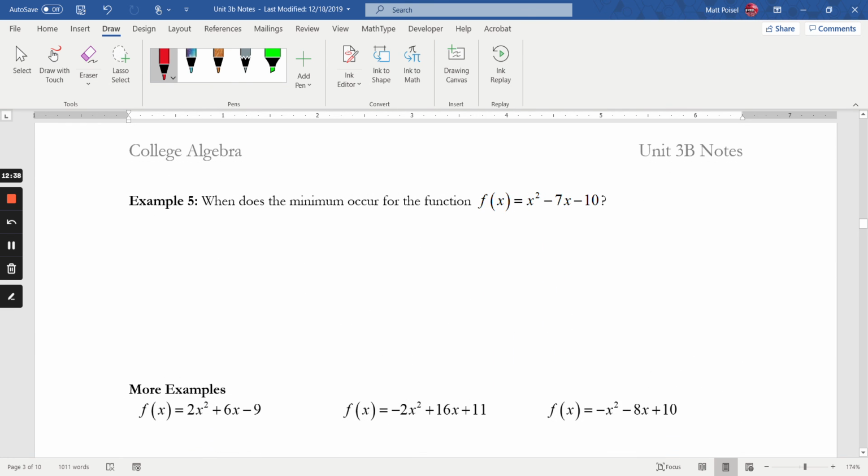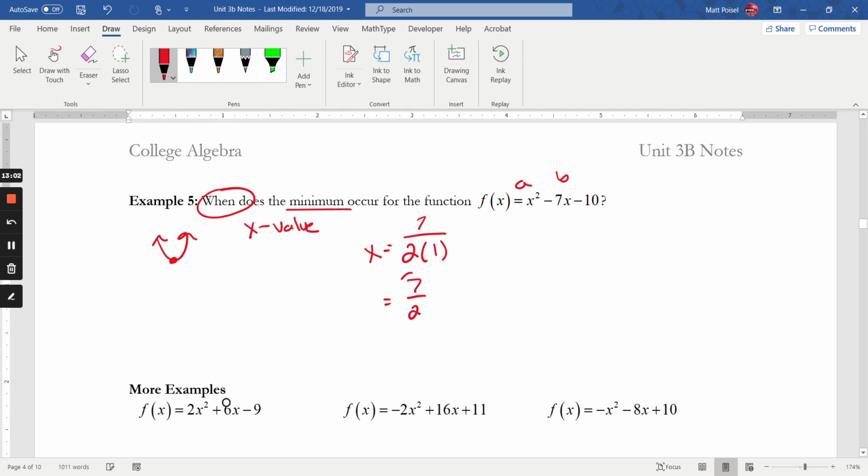Example 5, minimum. All right, so I know I'm talking vertex. I know it's going to open up. And then it says when. All right, when means we're looking for the x values. All right, so x equals, there's a, there's b. Let's see, the opposite of negative 7 is 7 over 2 times 1. There you go. That's it. Don't do any more work. If you plug it in, not only are you going to spend more time than you need to, but you are also not going to get full credit because you're not answering our question.